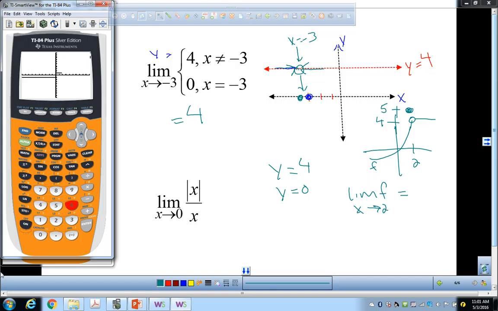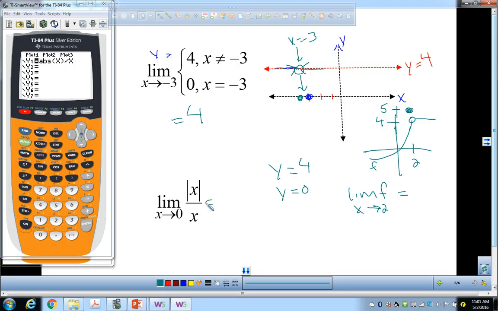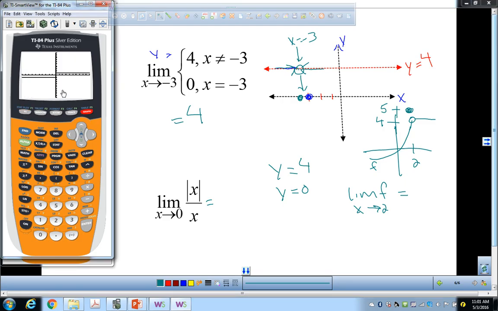If I graph this function, do you see that function? That's what that looks like. That's y equals the absolute value of x over x. And so looking at the graph, what is the limit as I approach 0 from the left? What number am I approaching? -1. What number am I approaching as I approach 0 from the right?